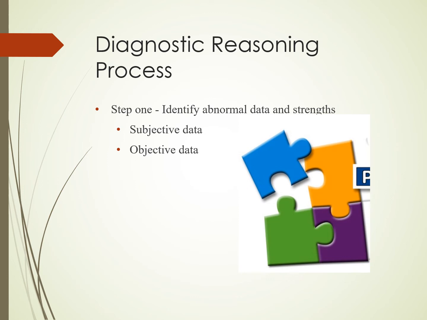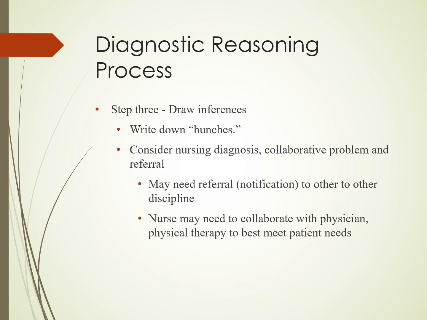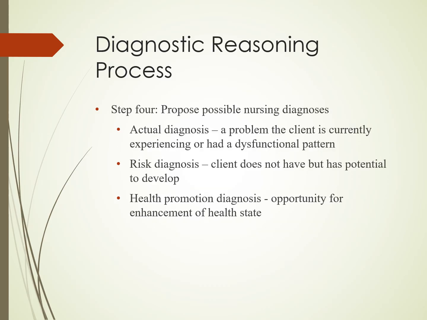So this just walks you through that piece that we just talked about. You're going to collect your information, subjective and objective data. Then you're going to cluster. Look at the abnormal findings, things that stand out to you. You're going to draw inferences, maybe consider some nursing diagnosis. Then you're going to propose possible nursing diagnosis.